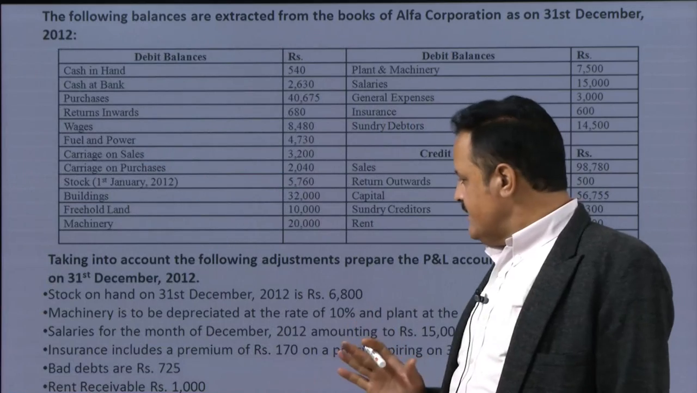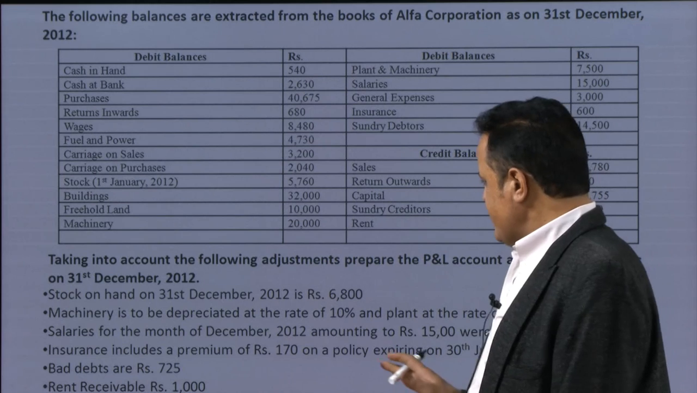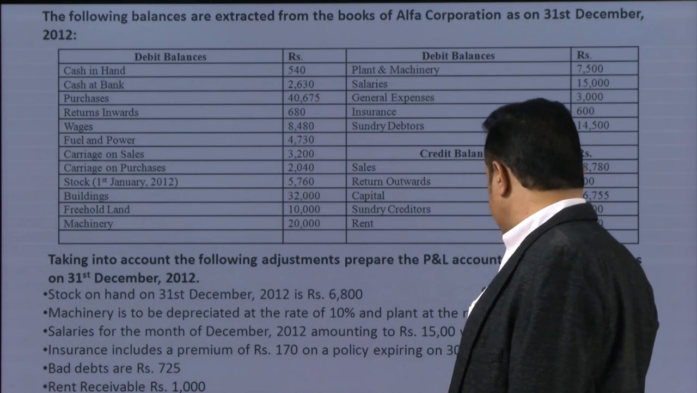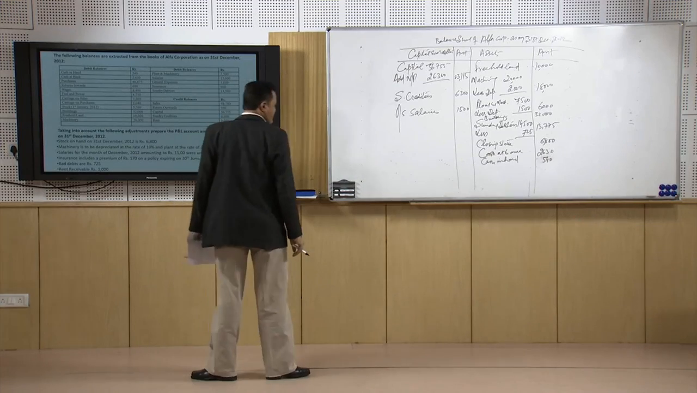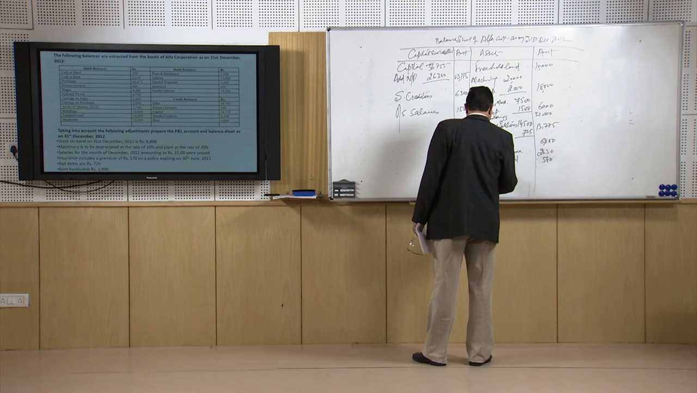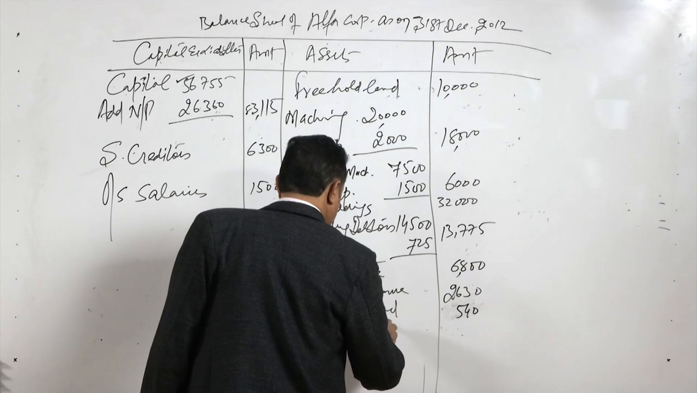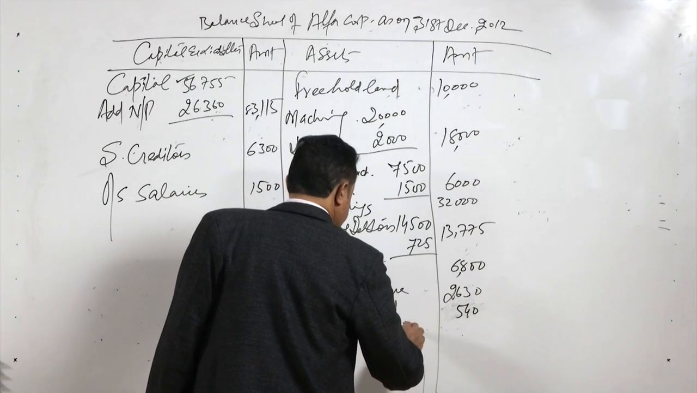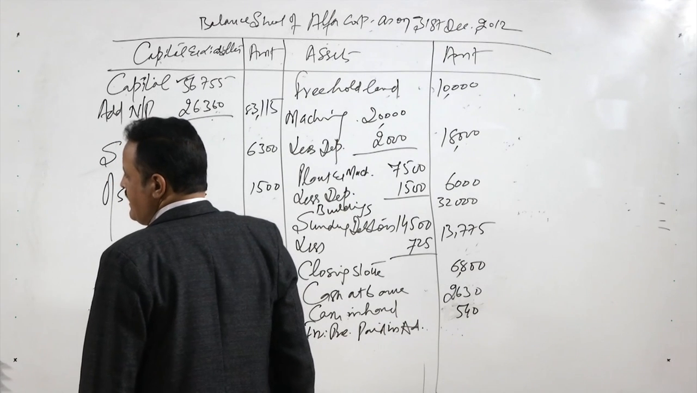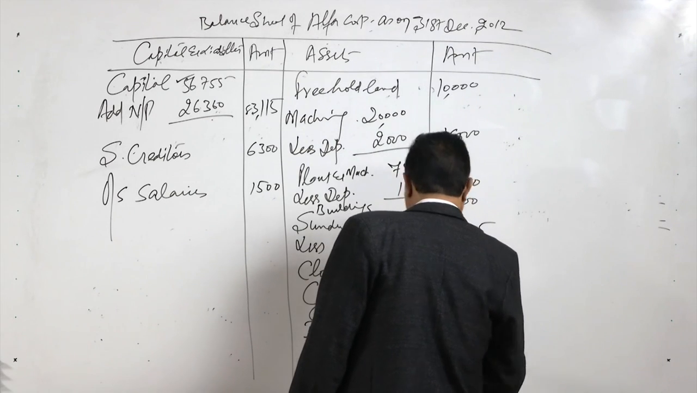Salaries gone already. The outstanding part is taken in the balance sheet, that is 1500. Insurance includes a premium of 170 on a policy expiring on 30th June. Yes, this is the insurance premium paid in advance. Insurance premium paid in advance is 170 rupees.